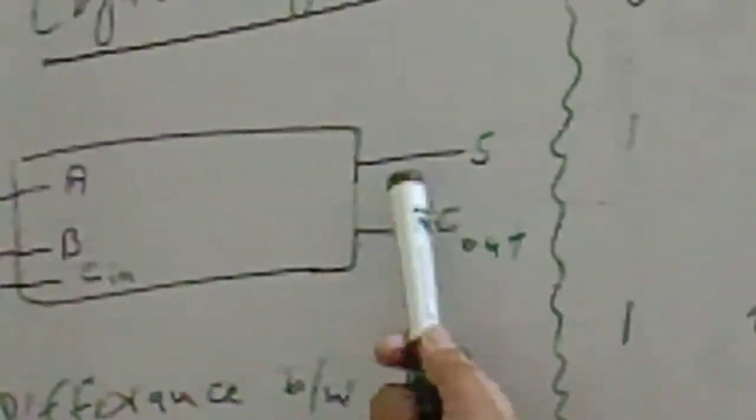It's accepting three bits as input: A, B and carry in. This circuit is accepting carry in as an input and produces, same like the half adder, the sum bit and carry out bit.